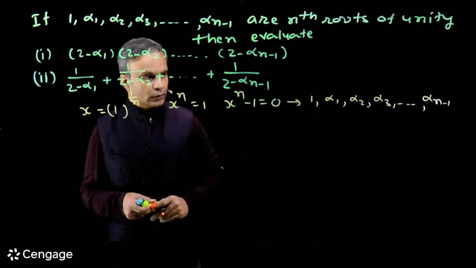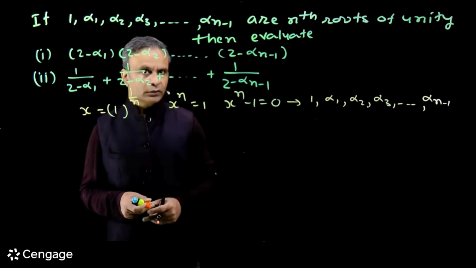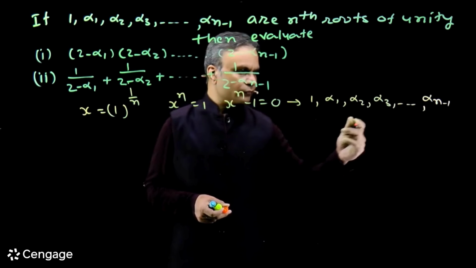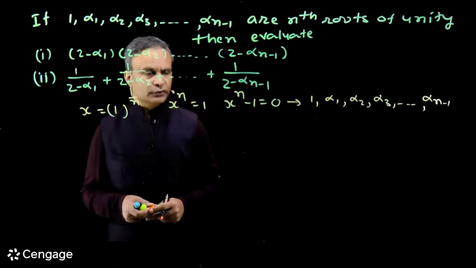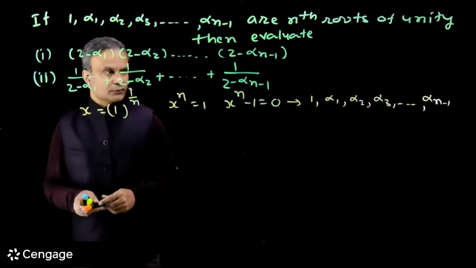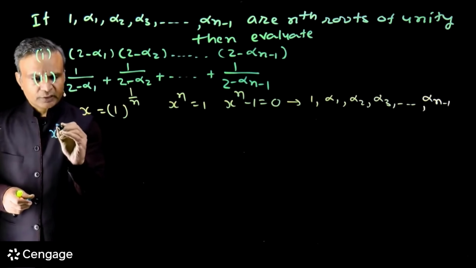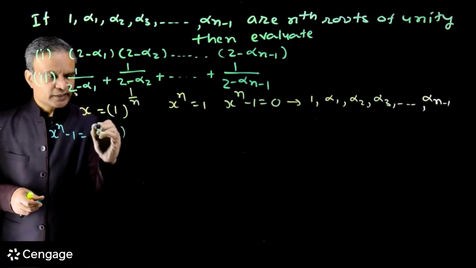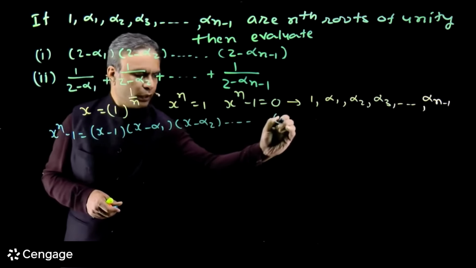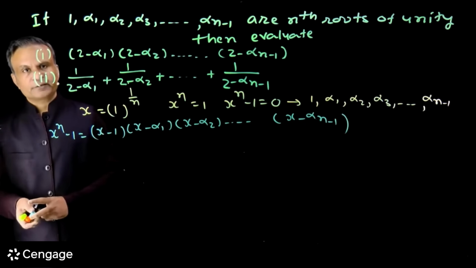We will have one more real root, minus 1, if n is even, and if n is an odd integer, then all alpha 1 to alpha n minus 1 will be non-real numbers. Now these are roots of this equation. So using factor theorem we can write x power n minus 1 as (x minus 1)(x minus alpha 1)(x minus alpha 2) up to (x minus alpha n minus 1). Okay, we are using factor theorem.